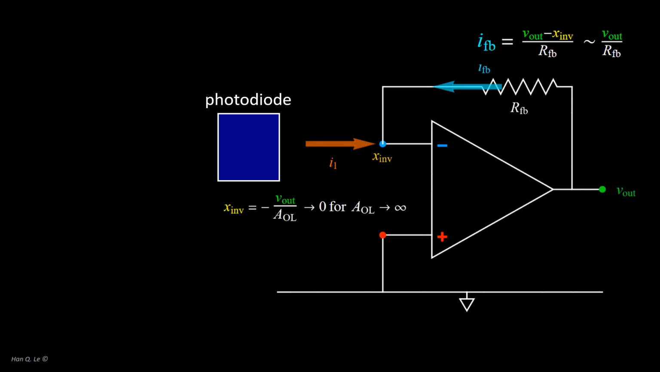With the approximation of infinite open-loop gain, the inverting input voltage can be set as 0. Then, Kirchhoff's current law yields a relationship between the output voltage Vout and the photodiode current I1. The result is that it is a current-to-voltage conversion. However, as discussed in Part A, how it works is not the most relevant and important.